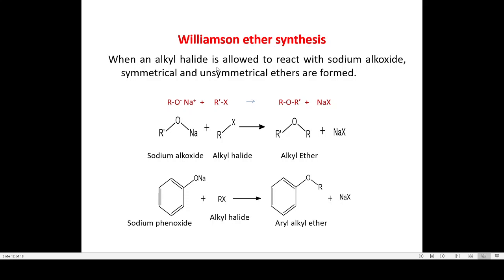As I said, when an alkyl halide is allowed to react with a sodium alkoxide, symmetrical or unsymmetrical ethers are formed, and the general representation is RONa plus R'X gives ROR' plus NaX. Here I have taken an example for an alkoxide as well as a phenoxide. When I take a sodium alkoxide, I get the corresponding alkyl ether. When I take the sodium phenoxide, I get the aryl alkyl ether. As said already, when a sodium alkoxide reacts with an alkyl halide, we get the alkyl ether, and when a sodium phenoxide is made to react with an alkyl halide, we get the aryl alkyl ether.